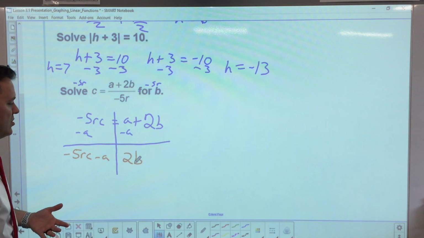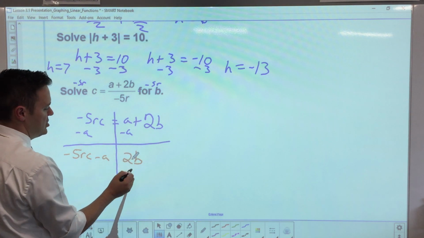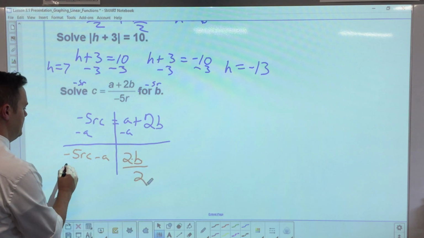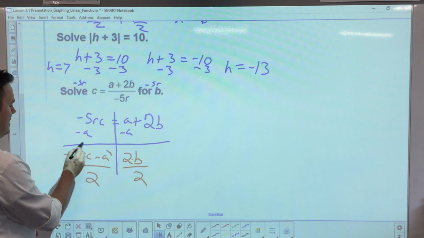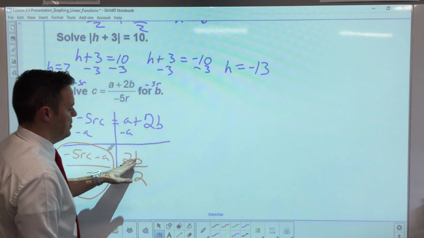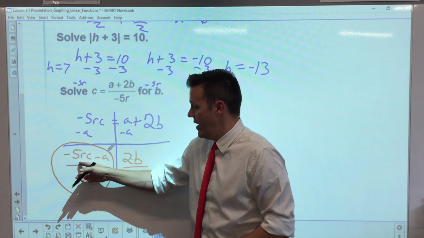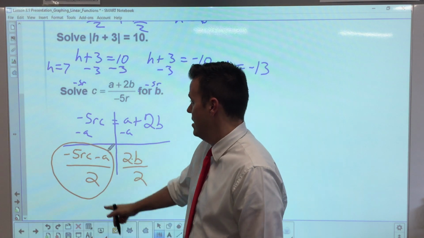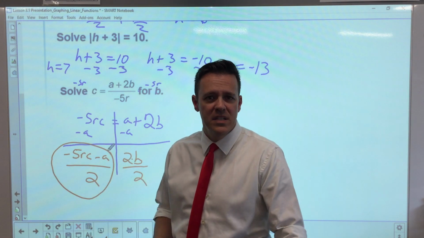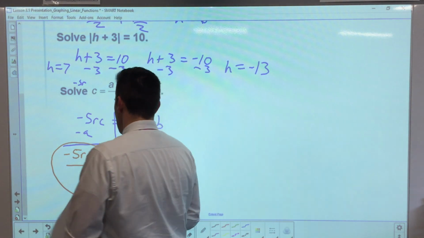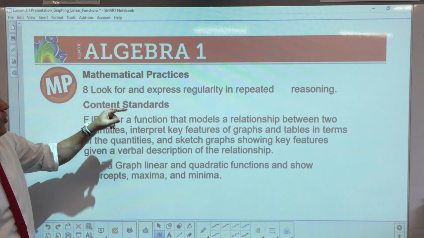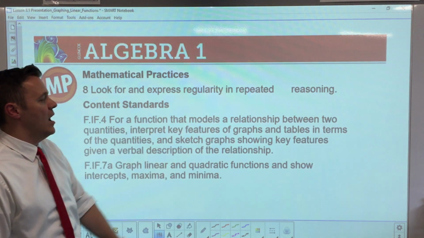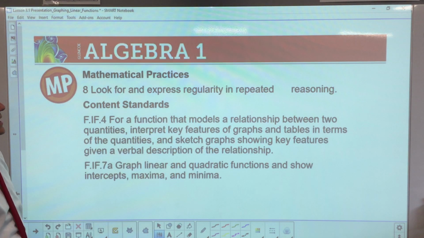And then last but certainly not least, this is multiplication. The opposite of that is division. Divided by 2, and I can leave it at that. Okay, b equals negative 5rc minus a divided by 2. Remember, that's rewriting literal equations. Okay, we're going to want to do that and be able to do a standard order of operations. Pretty simple.